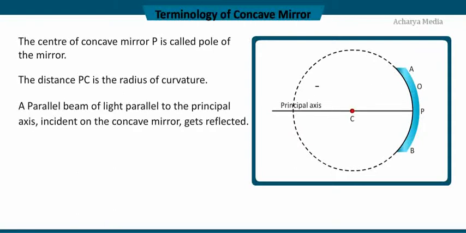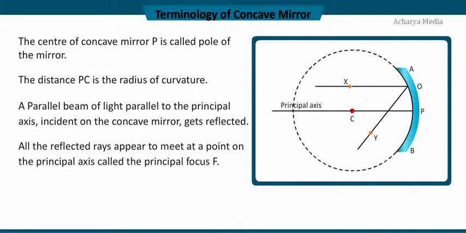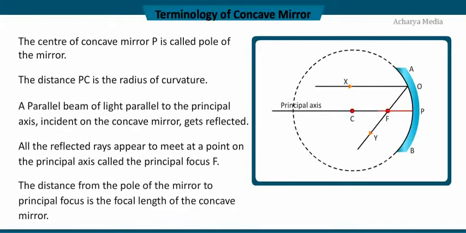The laws of reflection hold good for all reflecting surfaces, either plane or curved. For instance, a parallel beam of light that is parallel to the principal axis incident on the concave mirror gets reflected. All the reflected rays either meet or appear to meet at a point on the principal axis called the principal focus F of the mirror. The distance from the pole of the mirror to the principal focus is the focal length of the concave mirror.